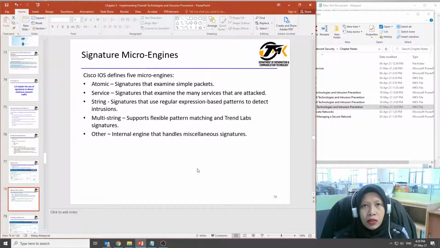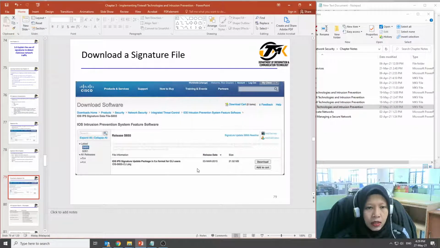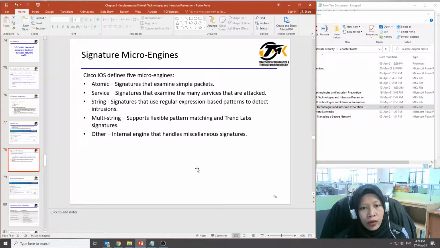So why do we need a string? Because sometimes the malware has a kind of hidden string. Even if the body of the malware is different, usually the header is the same, for example the first packet header of maybe 60 or 100 bytes. So for this you can use a regular expression based pattern string. Multi-string supports flexible pattern matching and trend signature, and other internal handles miscellaneous signatures. So basically we have 5 types.